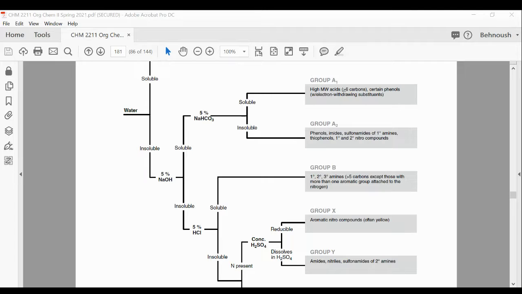Any alcohol with less than 4 carbon. Any ketone with less than 4 carbon. Ethylene glycol. Ethylene glycol would dissolve definitely because you have 2 carbon and 2 OH. That's even more soluble than alcohol in water.